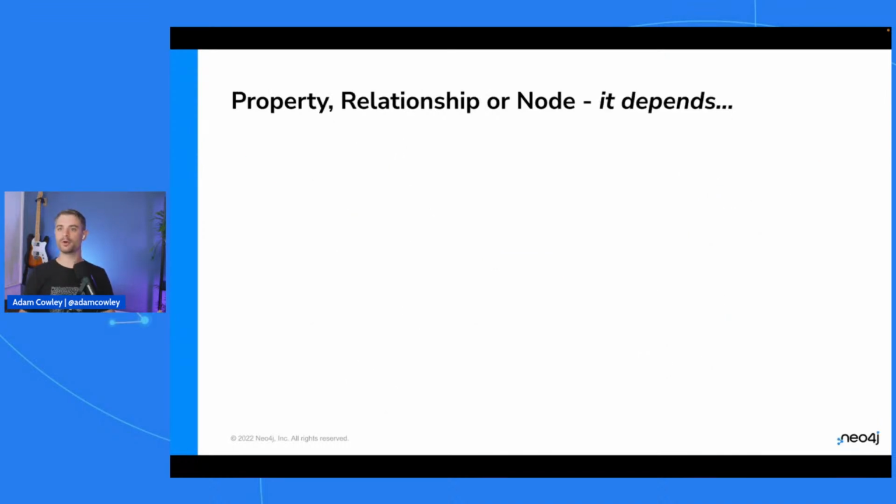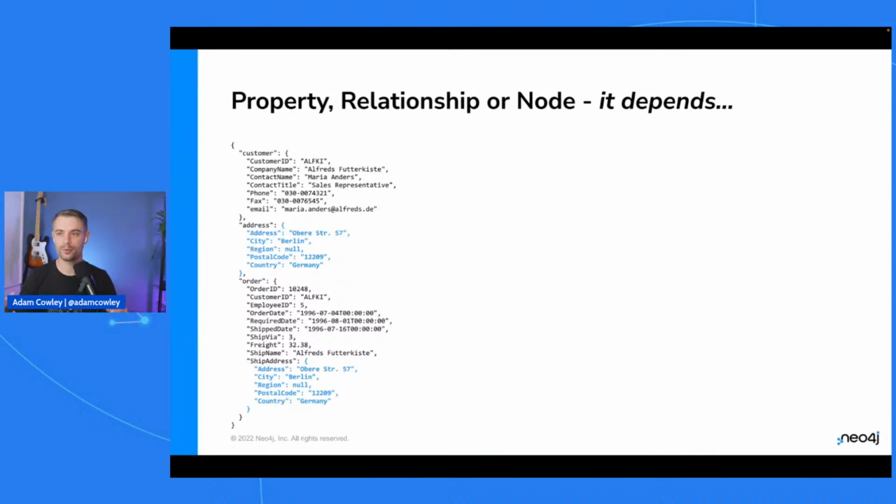Cool. And so one of the questions I get asked a lot is, should this be a node? Should this be a property? Should this be a relationship? I was a consultant with Neo4j for 2 years before joining the DevRel team, and one of my favorite consultant phrases is, it depends. And it always depends, right? It depends on how you're going to be using this data.